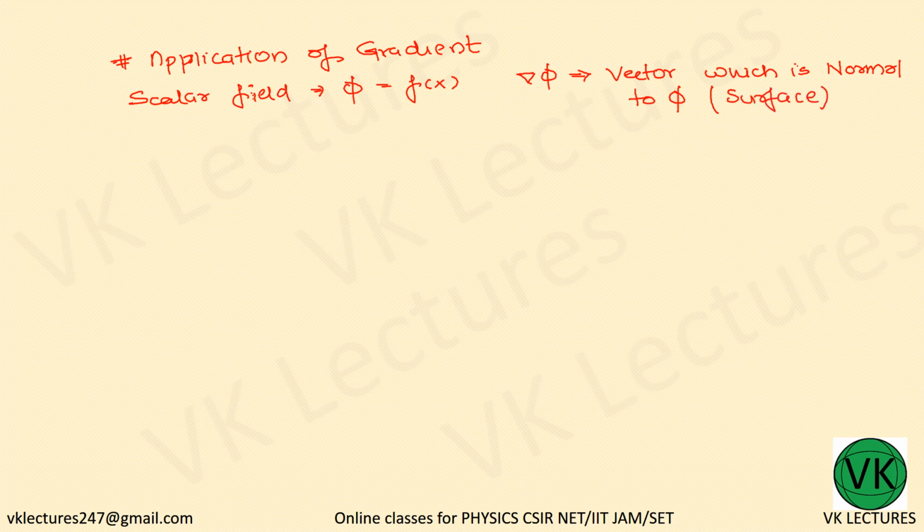So for example, if this is the function f of x given by phi is equal to f of x, then the del phi, the gradient of this phi, at this particular point will be pointing normal to this surface. If you find it at this particular point, it will again be normal to this surface. At this point it will again be normal. So whatever vector you get, at each point it will be a vector which is normal to phi.